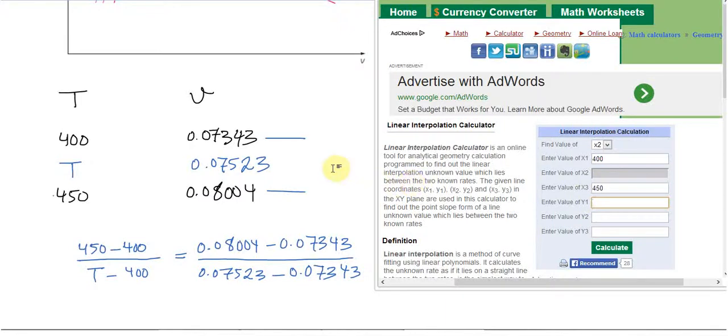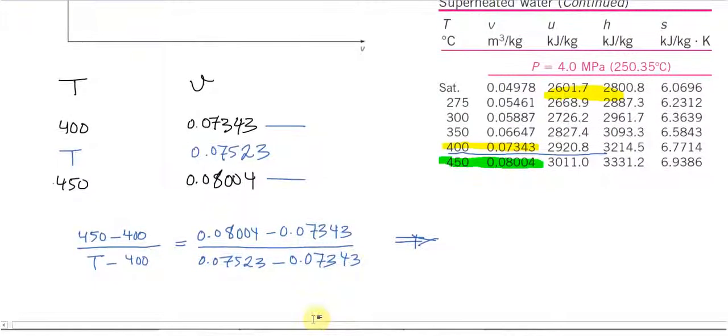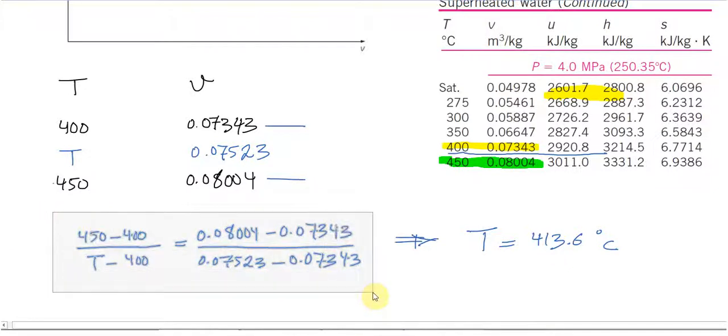For y, it refers to the column at the right. So it's y1, the first number, 0.07343, the second one 0.07523, and the last one 0.08004. So we press the button and the answer is 413.6. So the unknown temperature is 413.6 Celsius. That answer must be the same as the answer of this equation, this fraction.